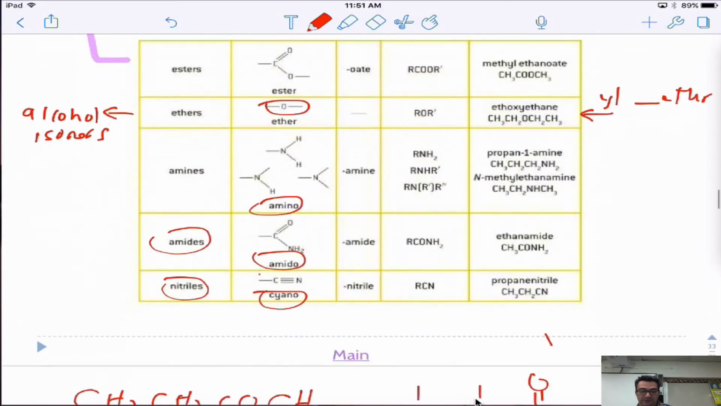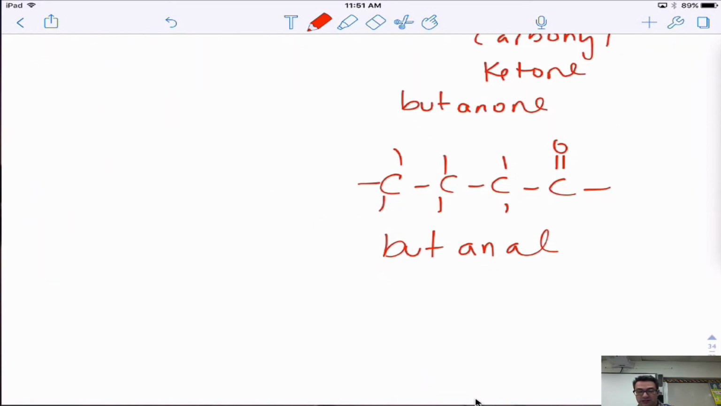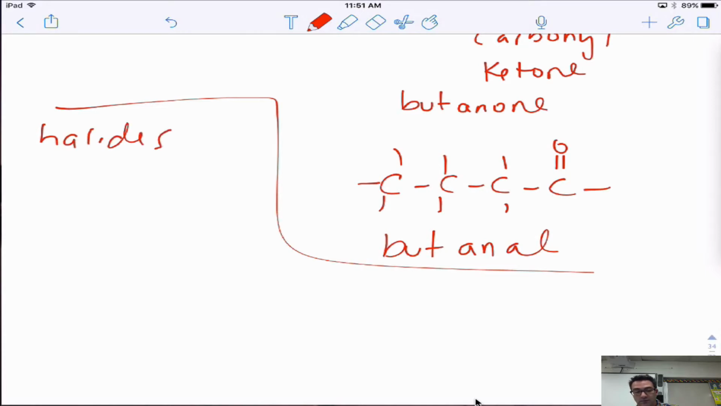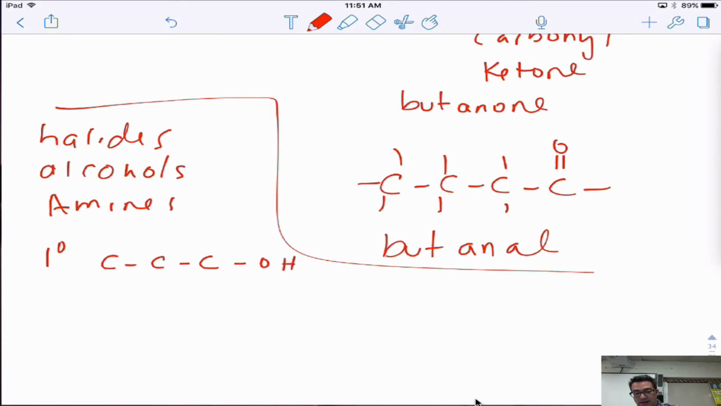Now they also talk about different types like secondary, primary, tertiary. And you need to know this for halides, for alcohols, and for amines. And what they mean by primary is that you have a chain of carbons, and then at the end of it, you have your functional group. And we could put a Cl or an OH or a nitrogen with 2 H's there. And so when I think of primary, it's connected.